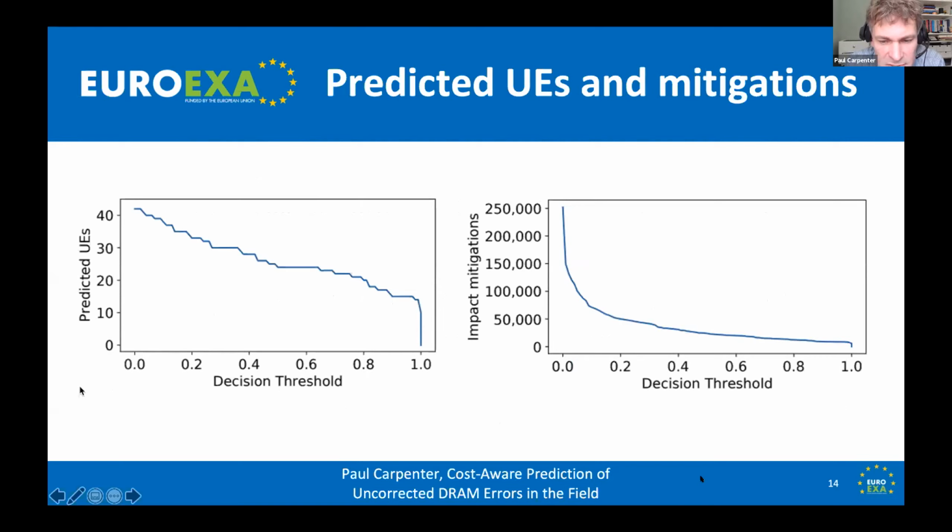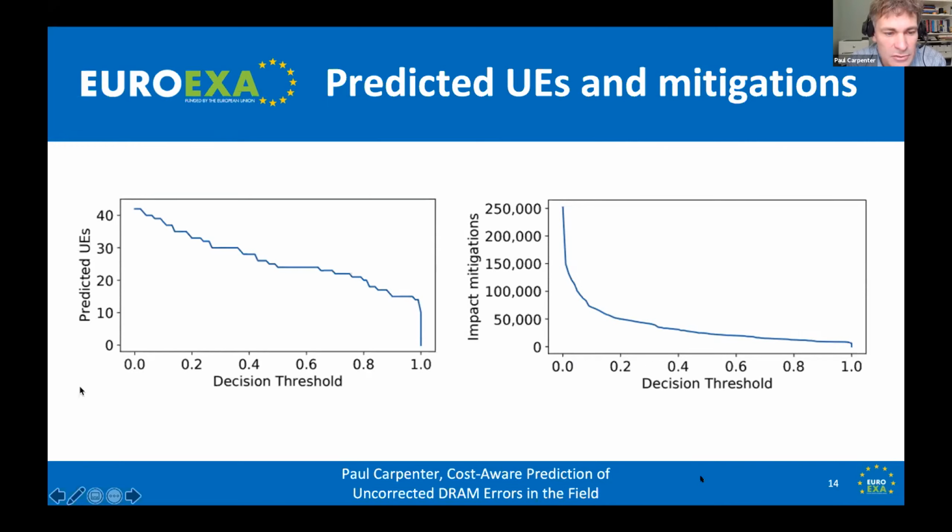Then, I said that there's a decision threshold internally that is a knob you could choose. It was more or less the aggressiveness knob. So how aggressive is your prediction? You tune this decision threshold, and if it's really low, you predict all the UEs. Well, actually not all the UEs, because I said earlier that there were 67 UEs.